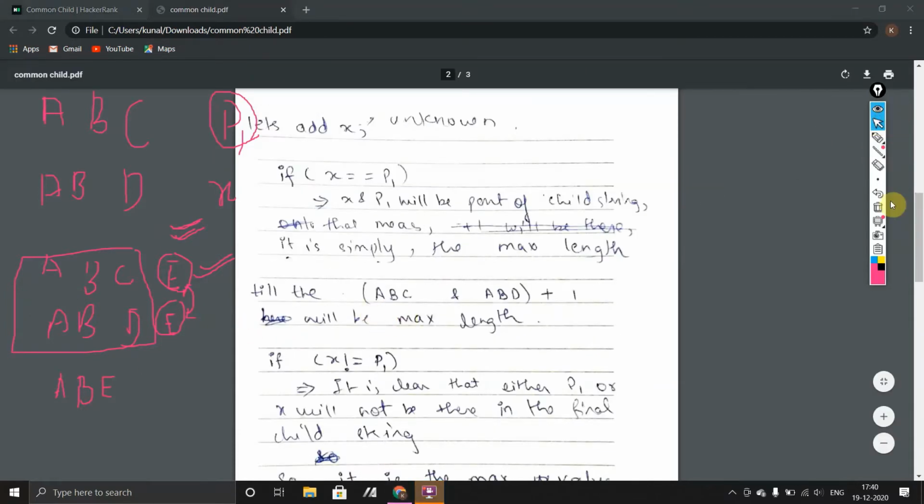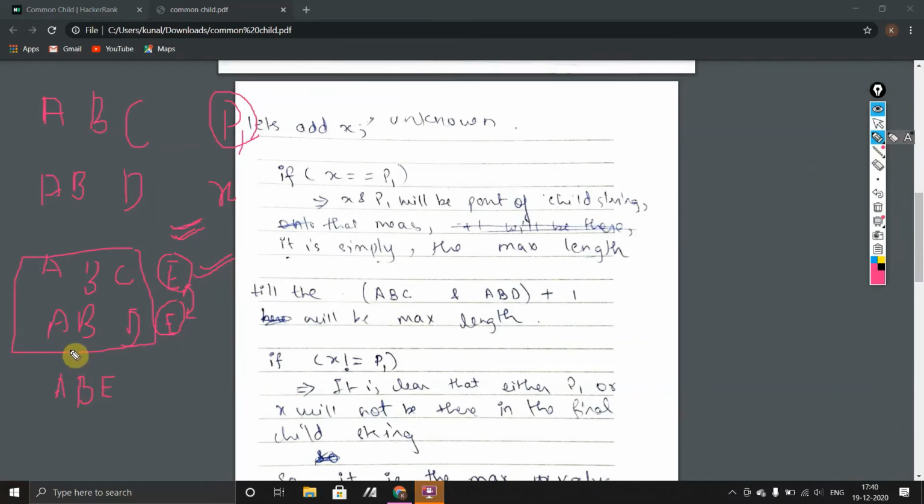Now in the sense of numbers, how will we write it? It is simply the maximum child string which came out of these two strings plus 1, because we will include that character in our child string. Okay, so this will be like ABC and ABD plus 1, and that will be the max length for these two strings. Okay, now the other scenario is, let's say these two are not equal, right? This is a little tricky.